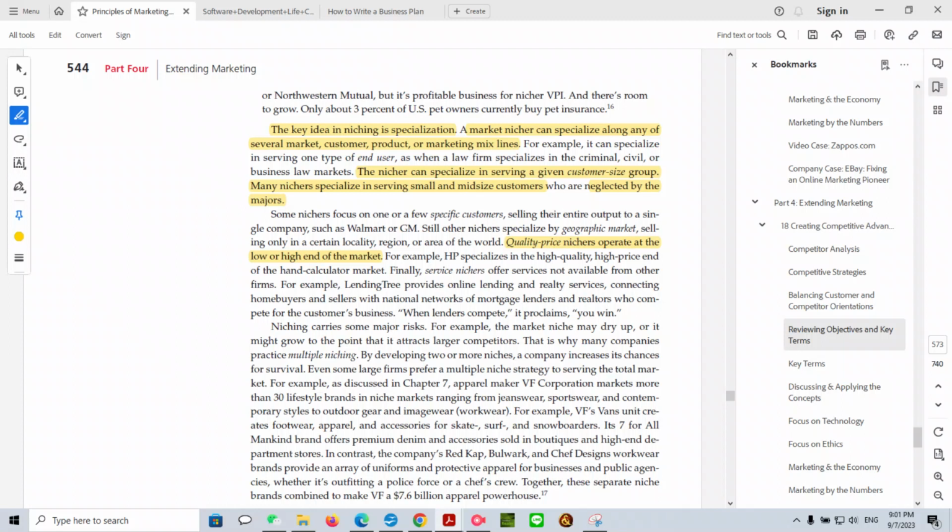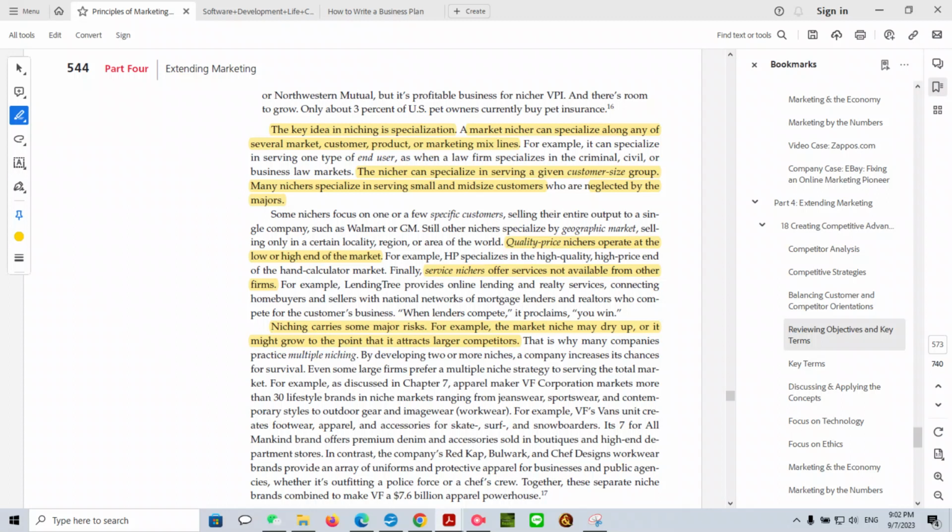Now, in terms of service niches, they offer services not available from other firms, whether it's value added or because of other considerations that are part of the differentiation. It could be because of flexibility in format, flexibility in service, or the price difference. Niching carries some major risk. For example, the market niche may dry up or might grow to the point where it attracts larger competitors. That's possible, but it depends on your strategy. You can always be competitive if you're doing it in a way that they can't. Technically, they could do it, but not at the cost that a single individual would versus a company. I used to do that, so I know that.